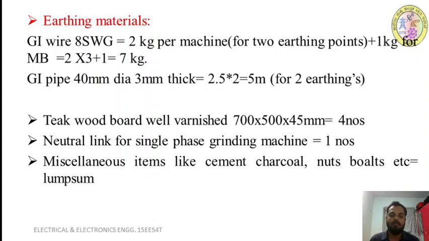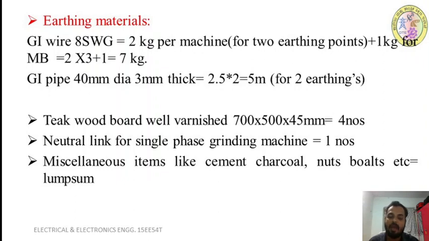Next we require well varnished teakwood boards for the placement of the starter boards and the main board. There are 3 machines in our workshop plus 1 main board to place, so in total we require 4 well varnished teakwood boards. The size of the board is 700 mm by 500 mm by 45 mm, used for the placement of the main board and the starter board of every machine. There are 3 machines, so 3 starter boards are required. Totally 4 boards are required.